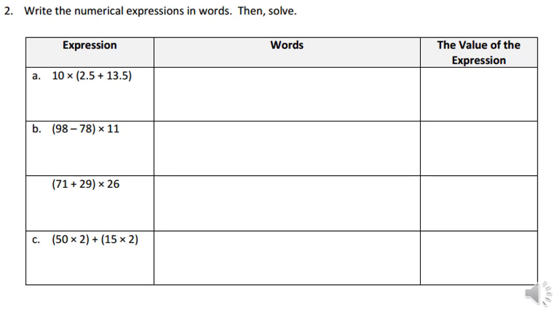All right, on this one we're going to do B and the one right underneath B, because we did A and C during the preview. Now it says in words, and I can see this here in parentheses. I like starting with those, and I know that's going to be the difference of 98 and 78 times 11.